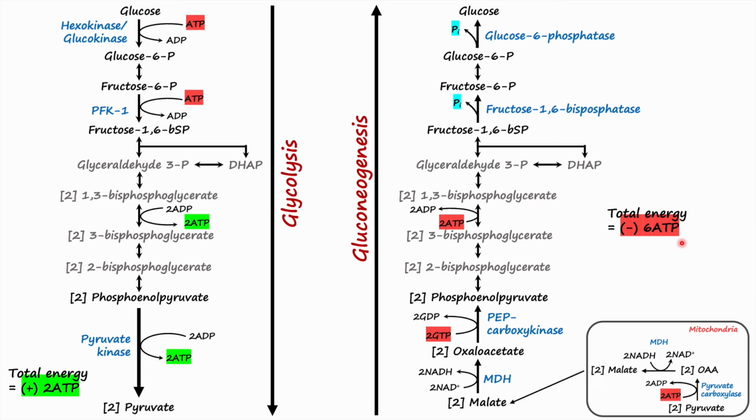So gluconeogenesis is a very expensive process, but it is worth it because many important tissues rely completely on glucose for their metabolic needs, and we just learned about that in the introductory slide, and most importantly the brain.